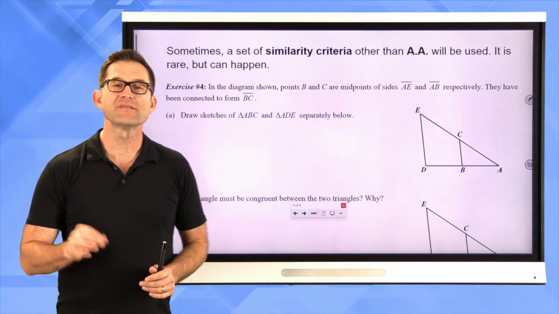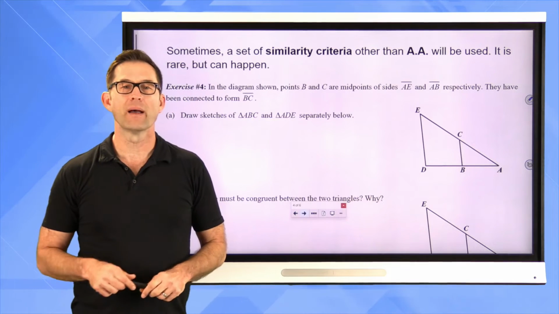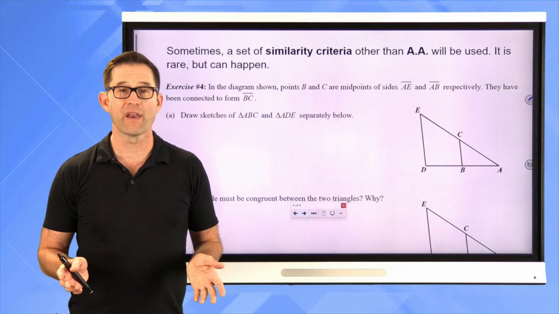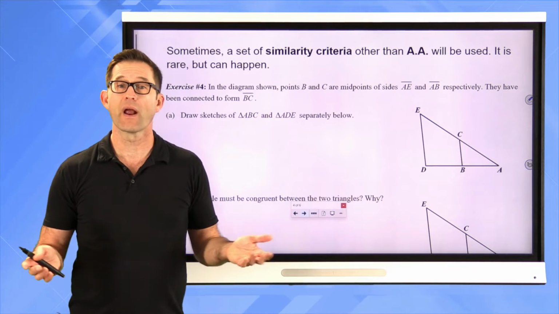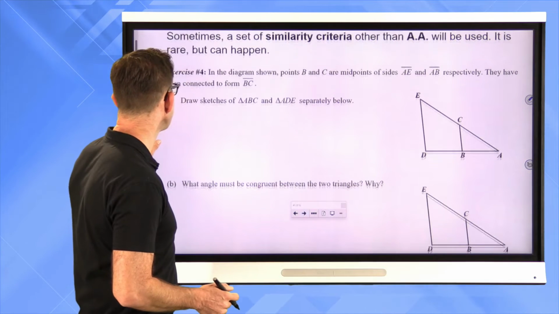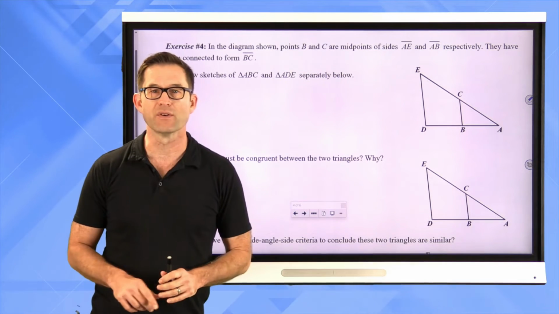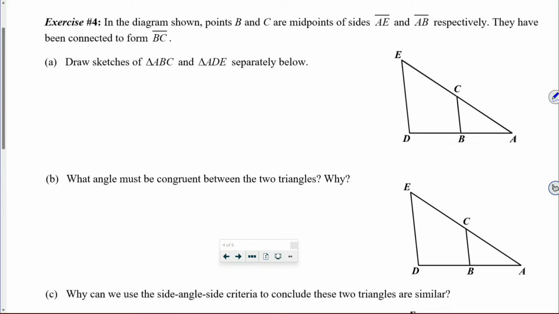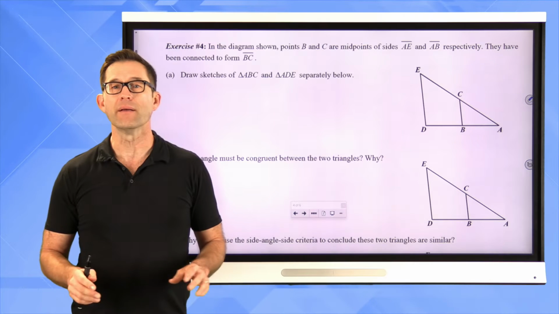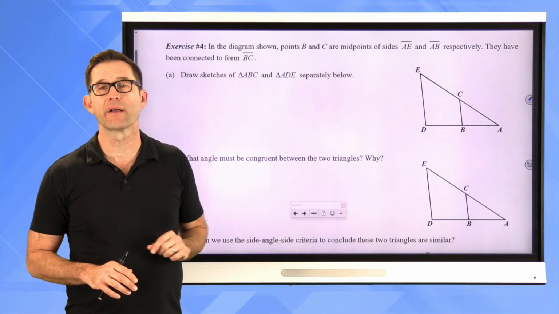All right. Now sometimes, it's rare, but sometimes a set of similarity criteria other than angle will be used. It's rare, but it can happen. Let's take a look in exercise 4 at a classic situation. In the diagram shown, points B and C are midpoints of sides AD and AE respectively. They have been connected to form segment BC. Draw sketches of triangle ABC and triangle ADE separately below. All right, so why don't you go ahead and do that. Draw those two triangles separately down here.